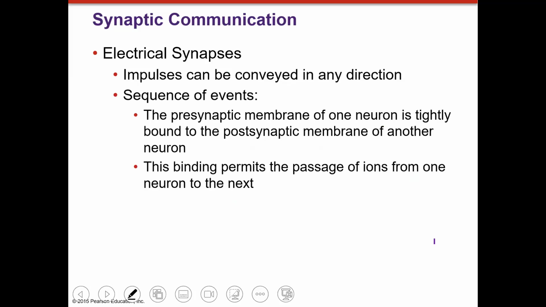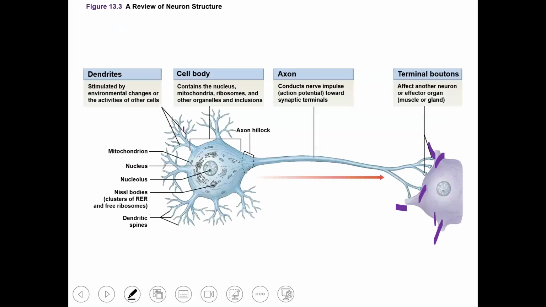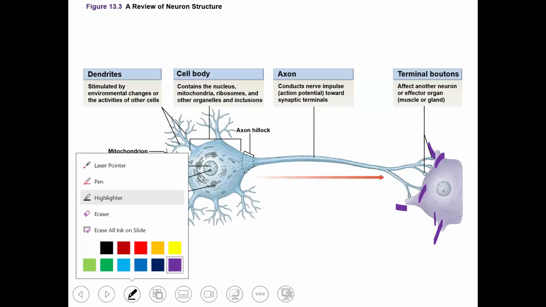So these electrical synapses, impulses can be conveyed in any direction. Sequence of events would be the presynaptic membrane of one neuron, tightly bound to the postsynaptic membrane of another neuron. This binding permits the passage of ions from one neuron to the next. So what does that mean? So the synapse is this right here.